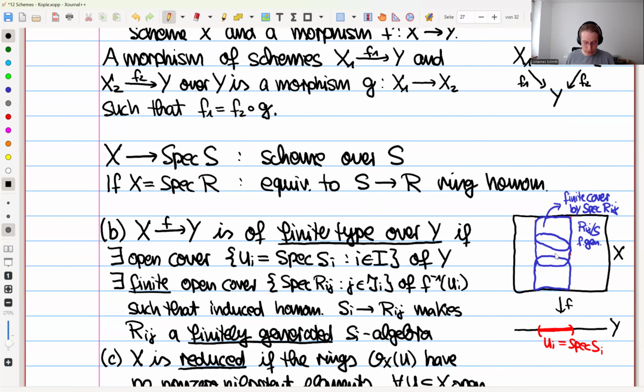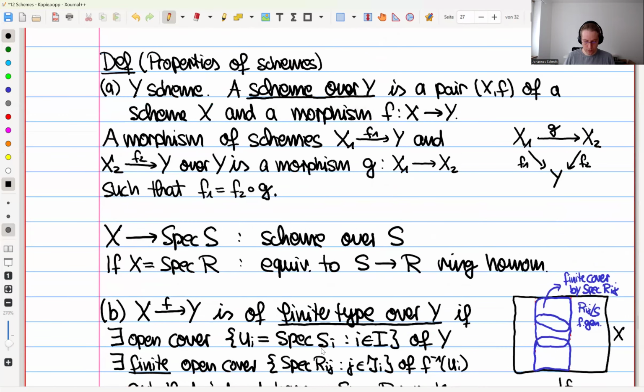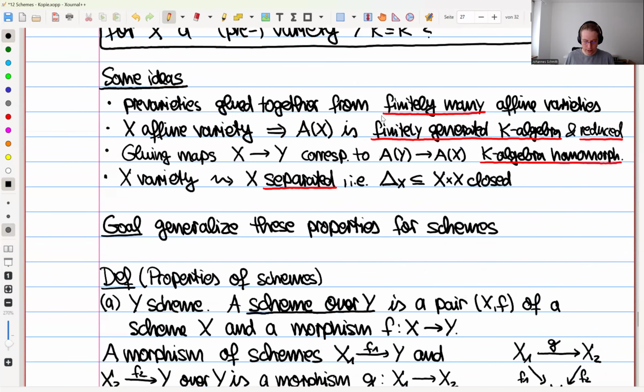And this ring homomorphism should make R_ij a finitely generated S_i algebra. There's kind of two finiteness conditions here. First of all, the cover has finitely many elements, and then this ring homomorphism makes this thing a finitely generated algebra over the base. So you already see this will explain this first finiteness, having finitely many elements of the cover. This somewhat corresponds to pre-varieties having a cover by finitely many affine varieties. And then the second one corresponds to the fact that these are finitely generated algebras over K.